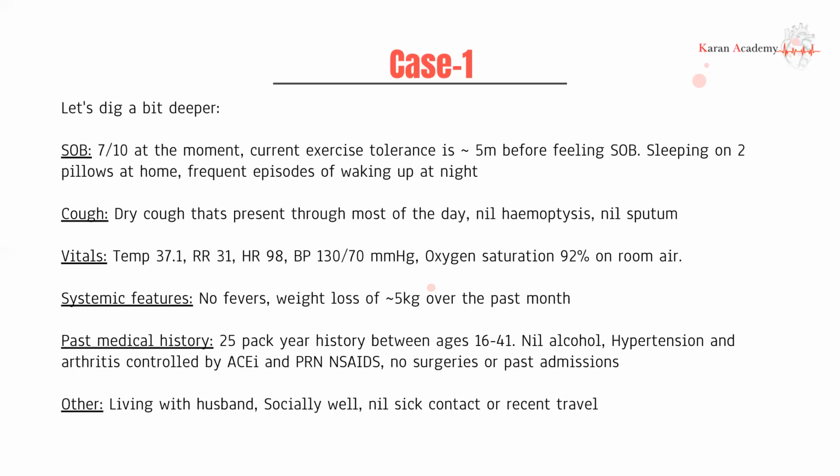Her vitals are relatively normal. She has a slightly high respiratory rate and a slight hypoxia, borderline hypoxia at 92%. She has no fevers, but has had a weight loss of about 5 kgs over the past month. In terms of her past medical history, she has a 25-pack-year history of smoking, no alcohol. She has hypertension and arthritis controlled by ACE inhibitors and PRN NSAIDs respectively, and has had no surgeries or past hospital admissions. She lives at home with her husband, is socially well, has not been in contact with anyone who has COVID and has not traveled recently.